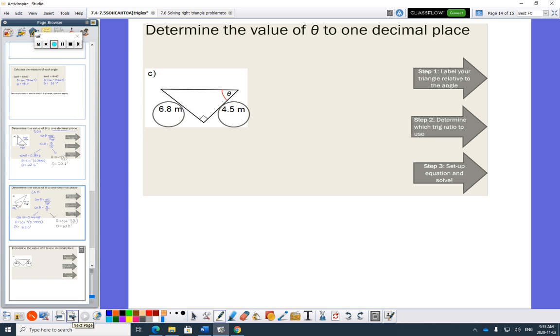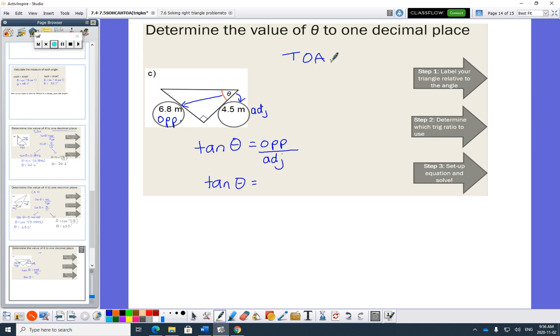So this one now, we don't have the hypotenuse. We have, this is the theta, so this is adjacent. This is opposite. Okay, so we're going to do tan. TOA, yep, that's right. It is. TOA, I mean.